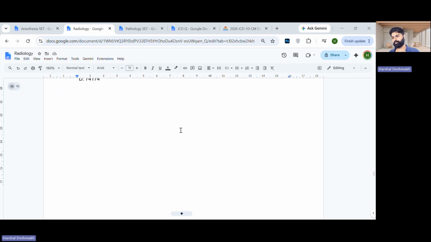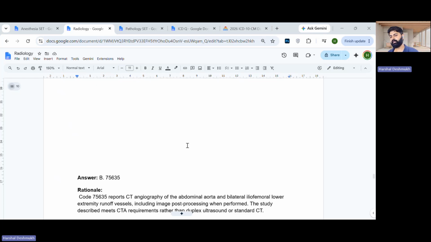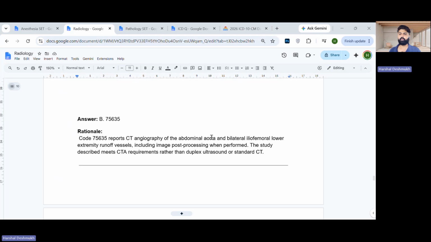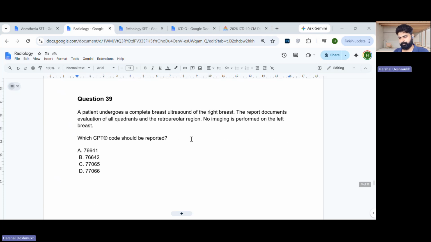All right, the right answer to this question is option B, 75635, as it reports CT angiography of the abdominal aorta and bilateral iliofemoral lower extremity. Moving on to the second to last question. A patient undergoes a complete breast ultrasound of the right breast. The report documents evaluation of all quadrants and the retroareolar region. No imaging is performed on the left breast. Get the best CPT code among the four here.